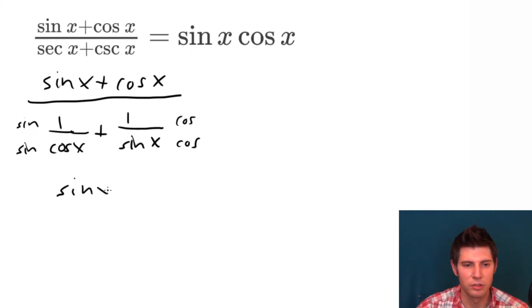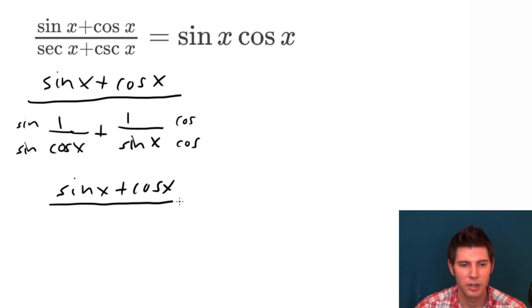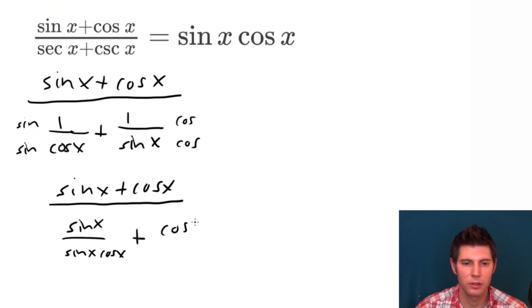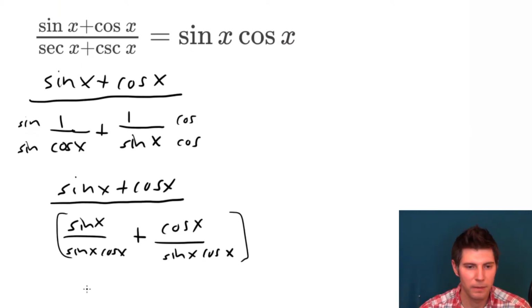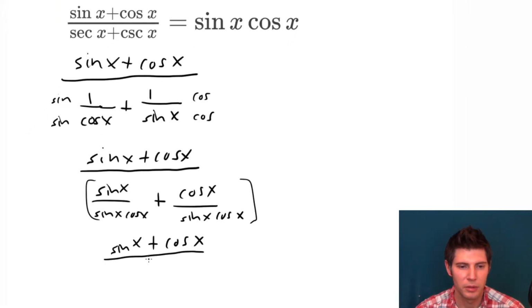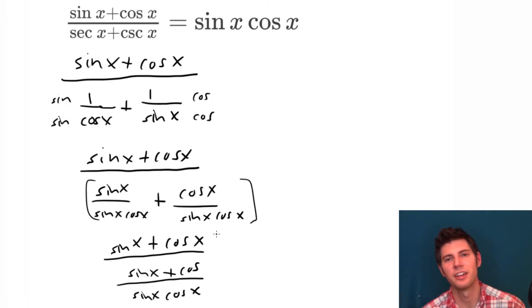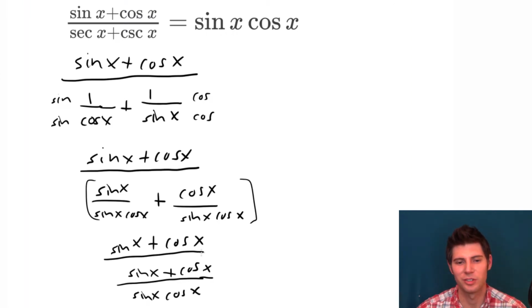So I'll bring down the numerator, sine x plus cosine x. And then for our denominator, we have sine x over sine x cosine x plus cosine x over sine x cosine x. So now we're still looking just at the denominator. These two fractions now have a common denominator, so we can write them as a single fraction. So we'll bring down the sine x plus cosine x, but the bottom is now going to be sine x plus cosine x over sine x times cosine x. So we got sine x plus cosine x in the numerator. In the denominator, we have sine x plus cosine x over sine x cosine x.